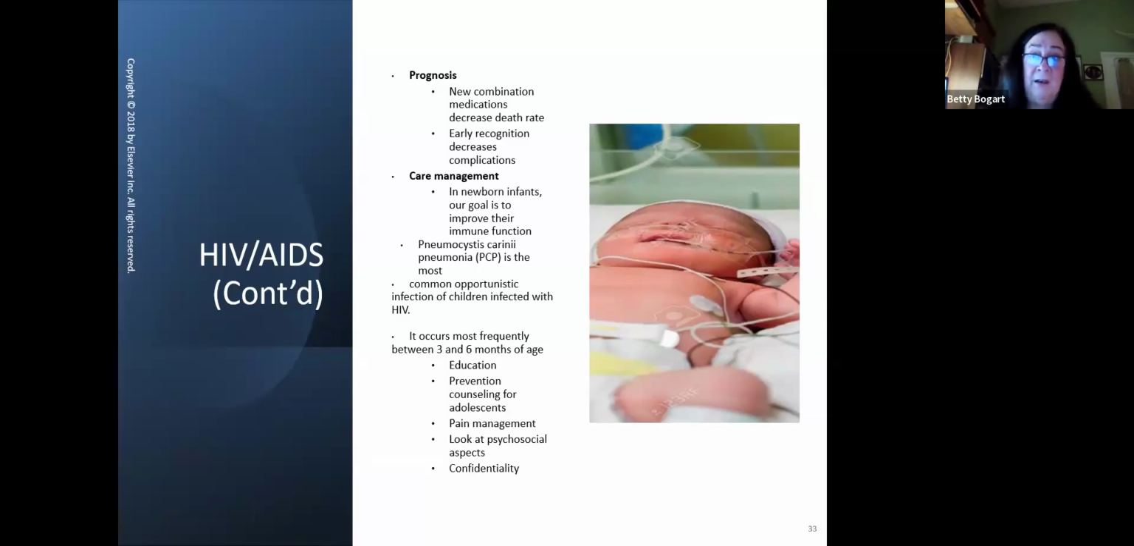The most common of all conditions that these kids can get is that PCP pneumonia. It's an opportunistic type of pneumonia. Some people want to say it's that candida thing, but no, it's that PCP pneumonia.